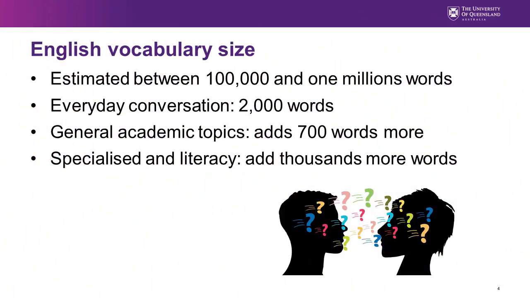For instance, with regard to English vocabulary size, it is estimated that English has between 100,000 and 1 million words. For everyday communication, it requires about 2,000 words. If you're interested in general academic topics, you may need about 700 words more added to the 2,000 words required for daily conversations. For specialized and literacy topics, you will need a few thousand more.